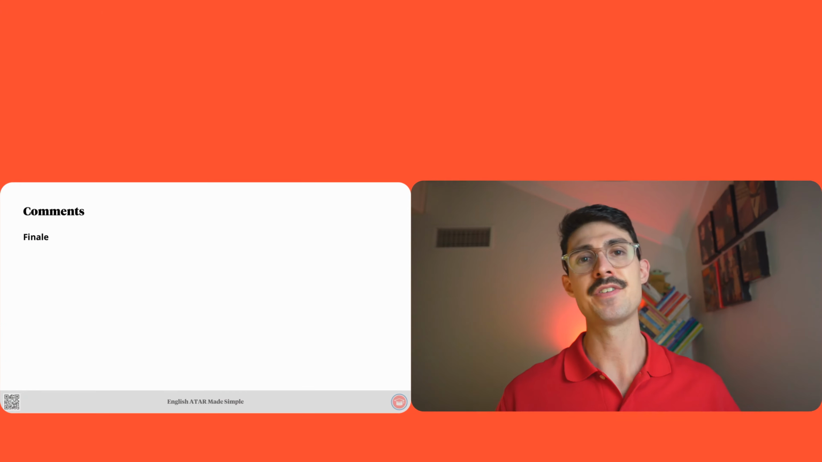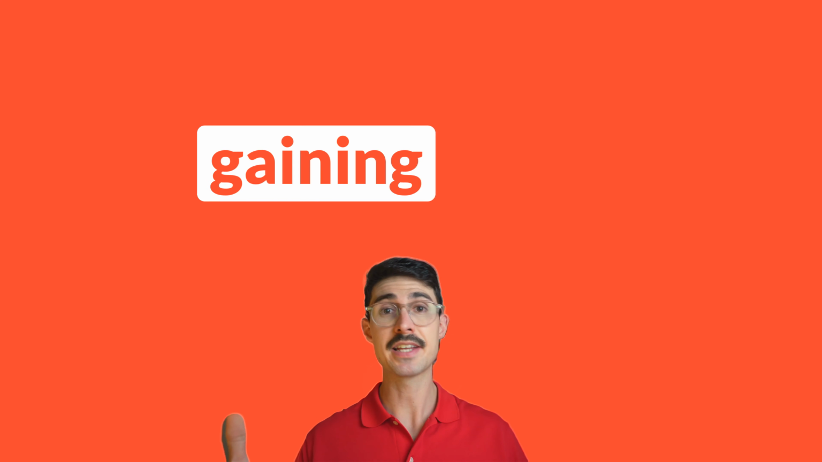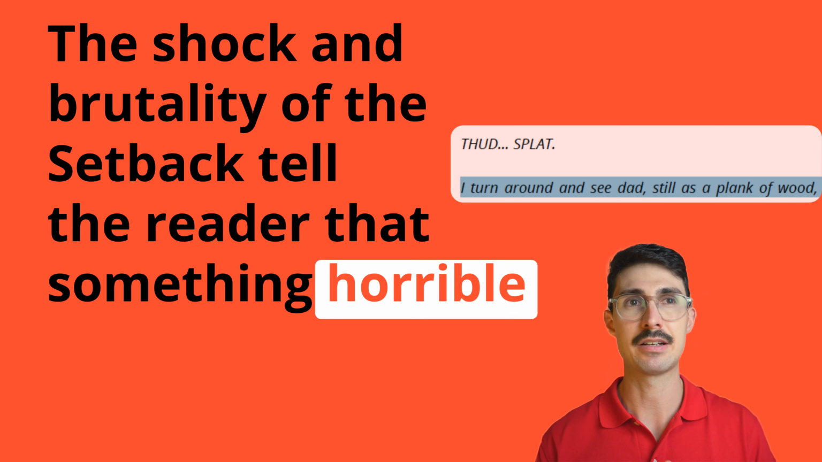The finale doesn't explicitly convey that Charlie faces a strong possibility of failure, such as, "The guards are gaining on me as I approach the fence." However, the shock and brutality of the setback tell the reader that something horrible can happen any moment.